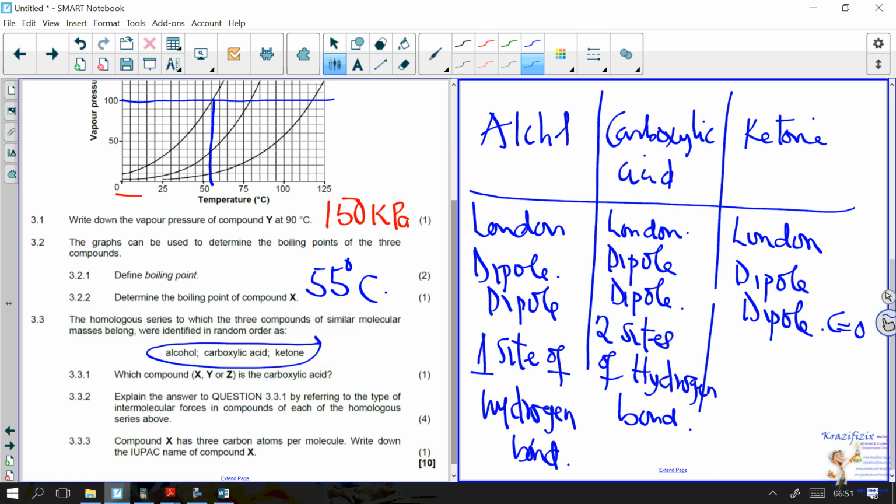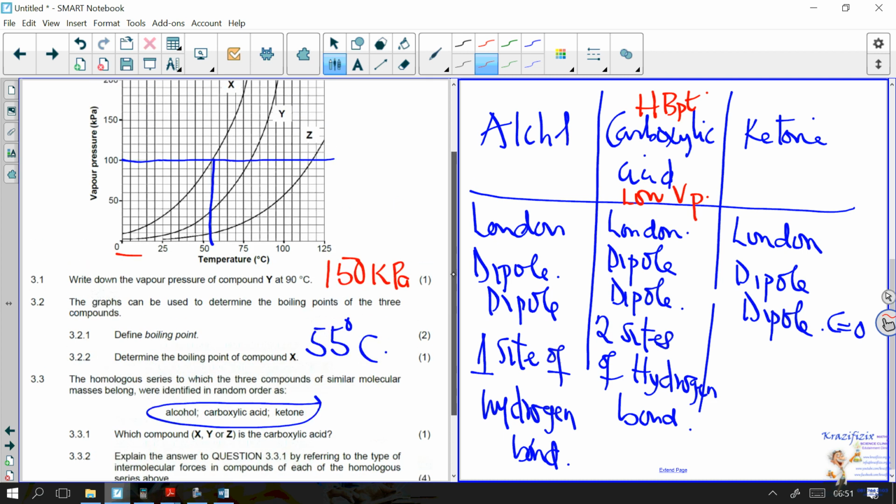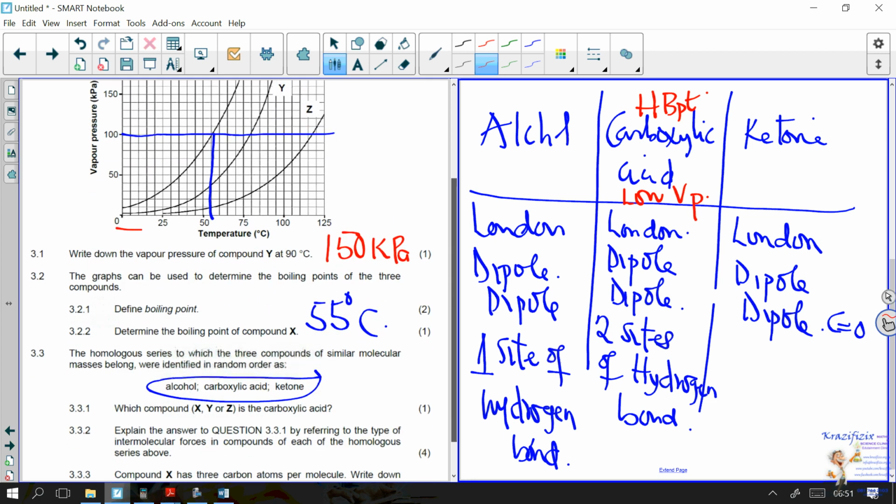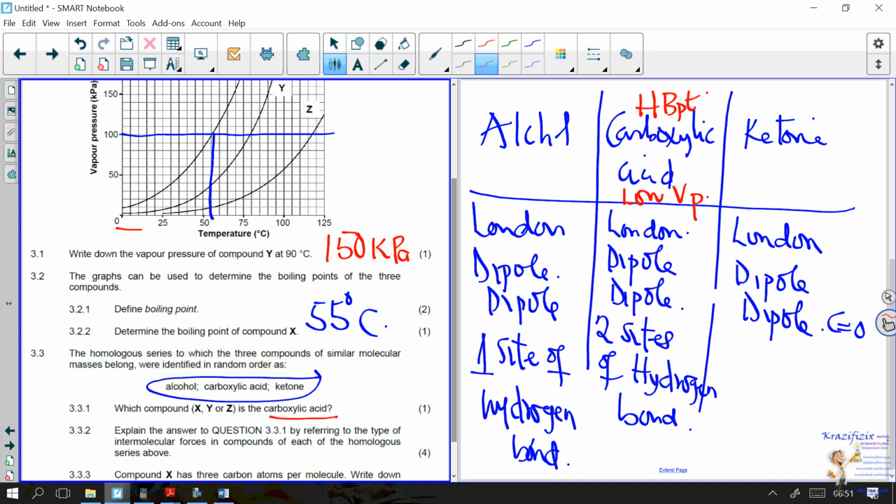All right. Which compound, X or Y, is a carboxylic acid? Number 1, what you need to know? This one is going to have a high boiling point, and it's going to have what? The lowest vapor pressure. So which one has the lowest vapor pressure? Because they said which compound is carboxylic, and we're dealing with vapor pressure. So the one with the lowest, can you see it is Z? Z has the lowest, so my answer here is Z.